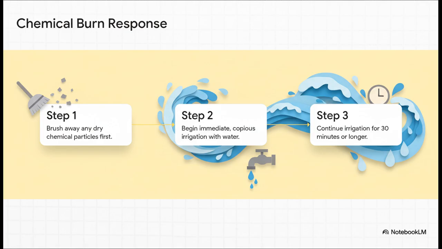If it's a dry chemical, you have to brush off all the visible particles before you add a drop of water, because water can actually activate some of these chemicals and make the burn way worse. Only after you've brushed it all off do you start irrigating with tons of water. And we're not talking about a quick rinse. No, we're talking 30 minutes, maybe even longer, of continuous flushing to stop that reaction in its tracks.